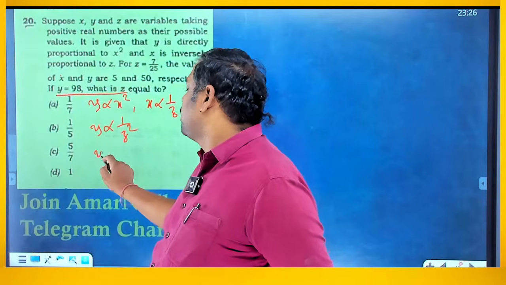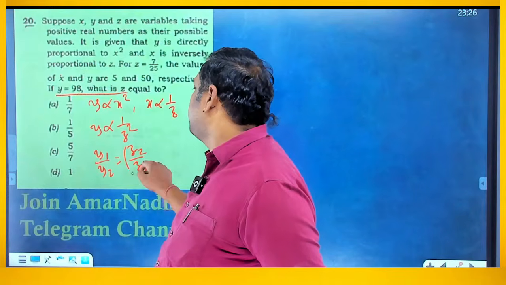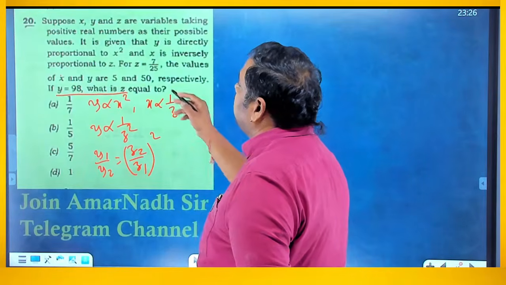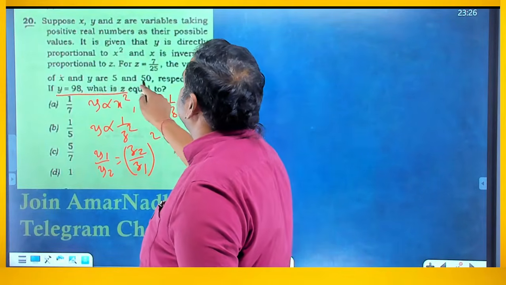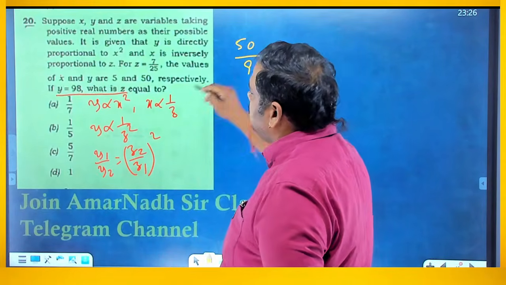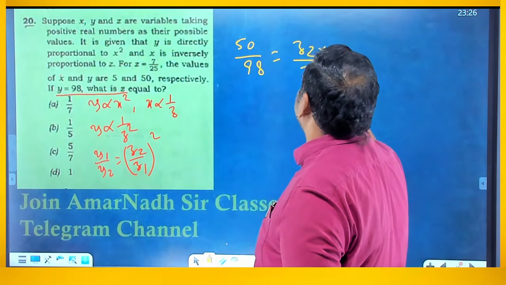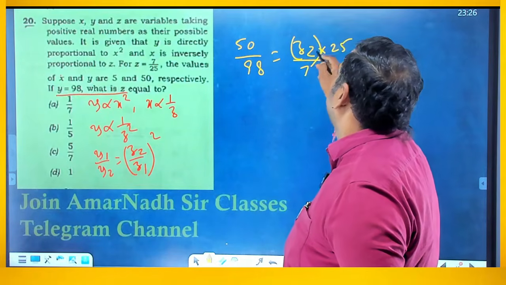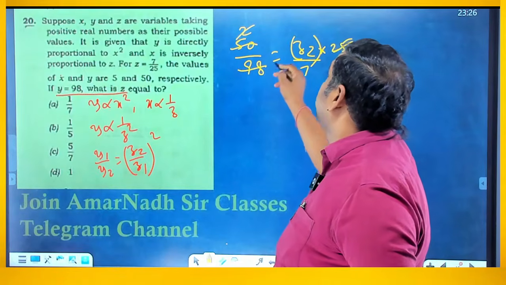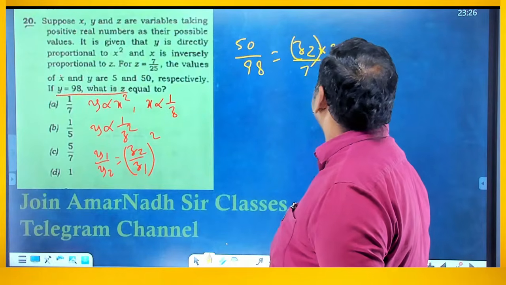As you know that y and z are inversely related by x square, you can say that y1 by y2 is equal to z2 by z1, whole square. So y1 initially, how much did he specify? Y1 is 50. Y2 he specified as 98, equals z2, which you have to calculate, by z1 which is 7 by 25, right? 25 goes to the numerator. So this is z2. Be careful with it. It is not this one. It is square.